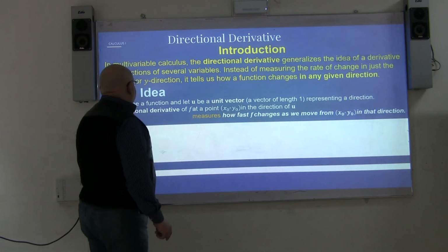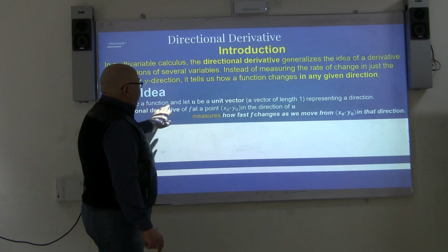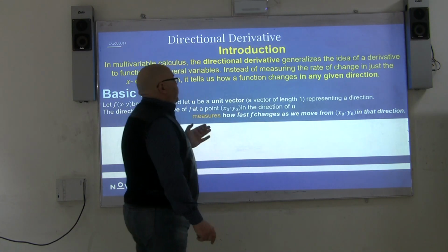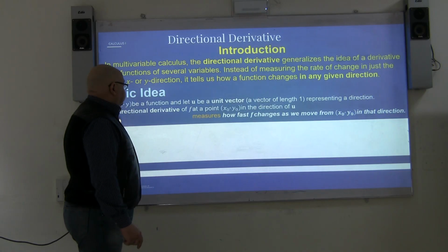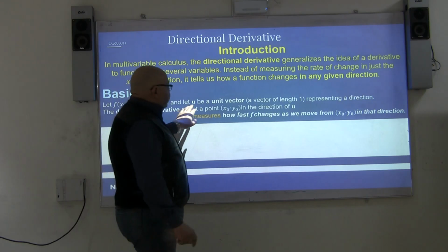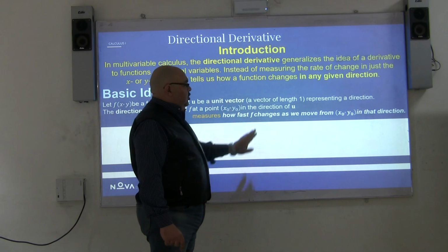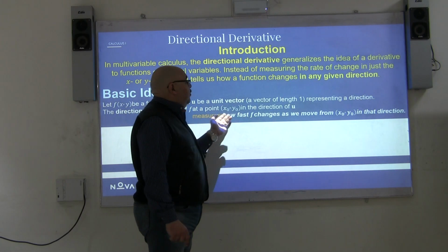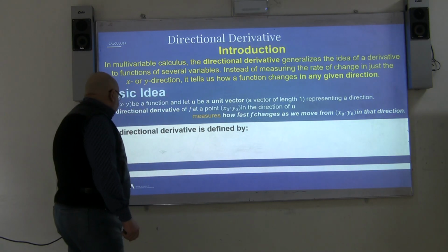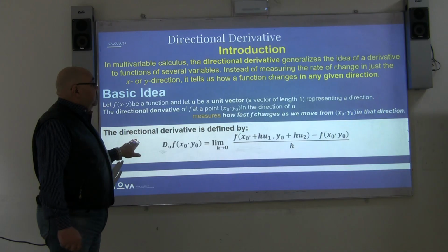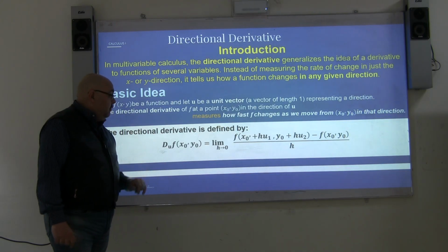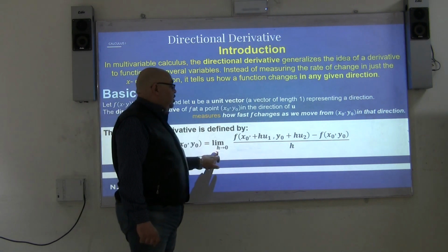So once more, let f of x, y be a function, and let u be a unit vector, which is a vector of length 1, representing a direction. The directional derivative of f at a point x naught, y naught in the direction of u measures how fast f changes as we move from x naught, y naught in that direction. The directional derivative is defined by this relation, where it is the limit as h tends to 0.